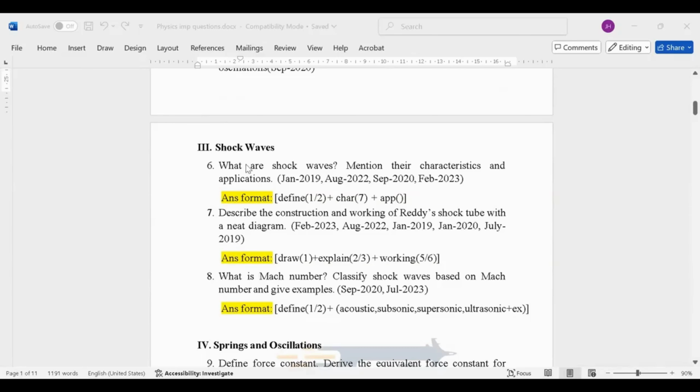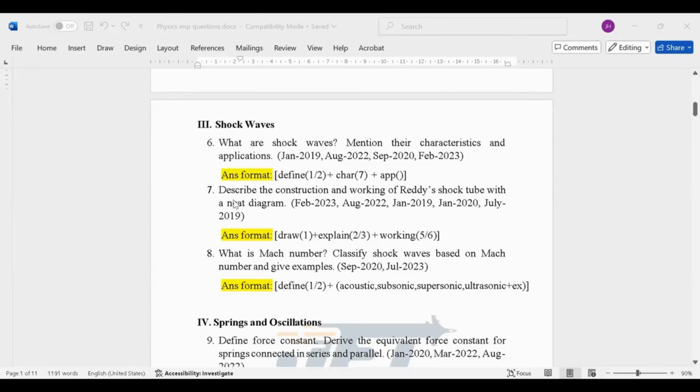This 6, 7, 8 will be on shock waves. So sixth question, what are shock waves? Mention their characteristics and applications. First, you're going to define it. Then characteristics, there are 7 points. Out of that, based on the marks, you guys know how much to write. So just take care. Then the rest you can leave for applications.